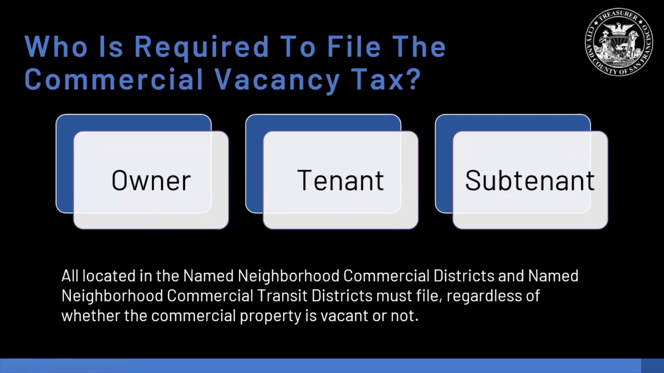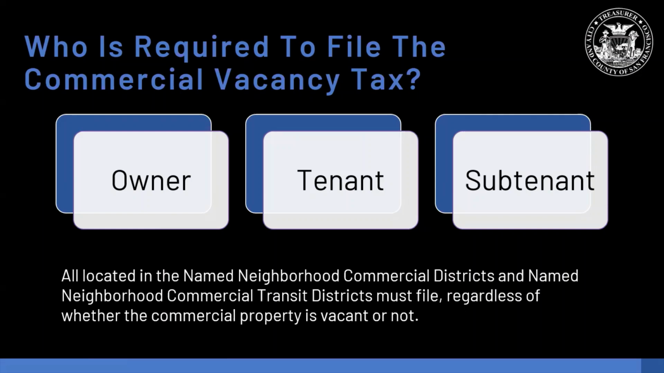Who is required to file the commercial vacancy tax? All owners, tenants, and subtenants located in the previously mentioned commercial space must file, regardless of whether the space was vacant. As a reminder, that includes ground floor of any building where the ground floor is in a named neighborhood commercial district or named neighborhood commercial transit district, and adjacent or tangent to a public right-of-way.